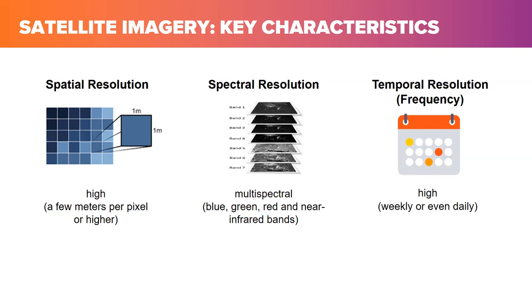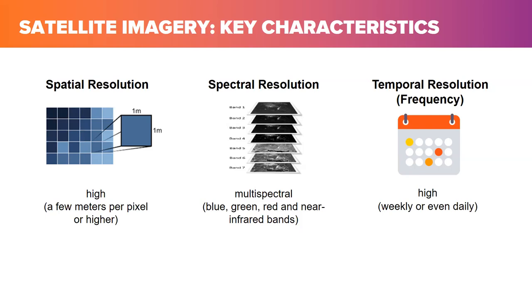The second characteristic is the spectral resolution. This term describes how wide is the spectrum that the image covers. In our case, it has to be multispectral. This means that it has to have the bands, not only the visual ones, but beyond the visual: blue, green, and red. This is because the most important part of the spectrum for vegetation analysis is the near infrared. Without this particular near infrared band, you're almost unable to perform any vegetation analysis.